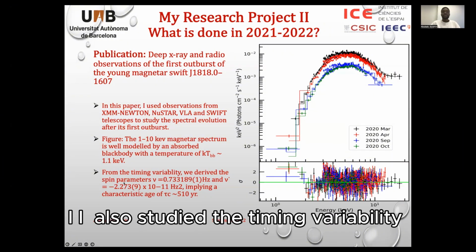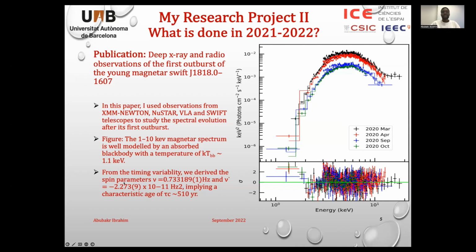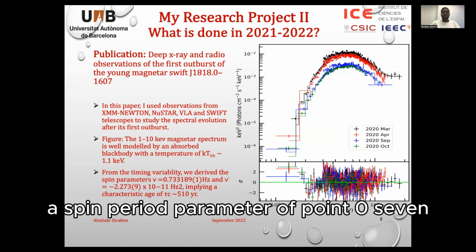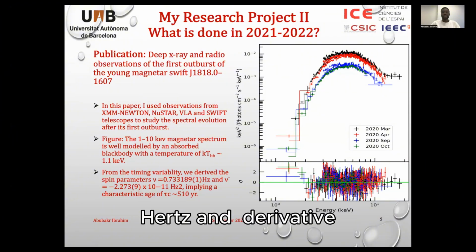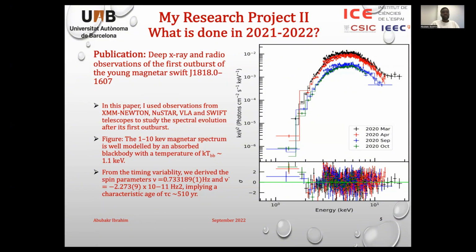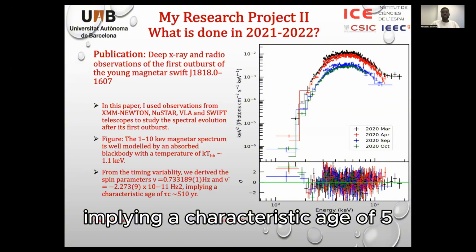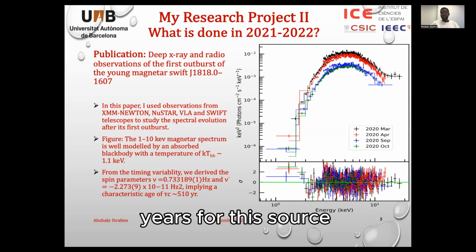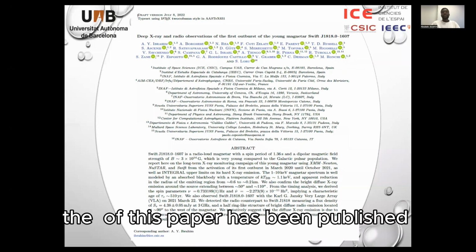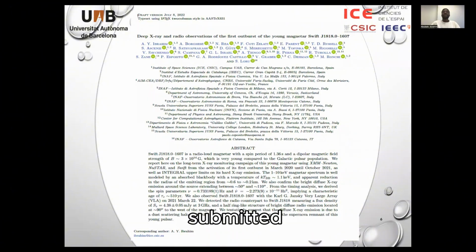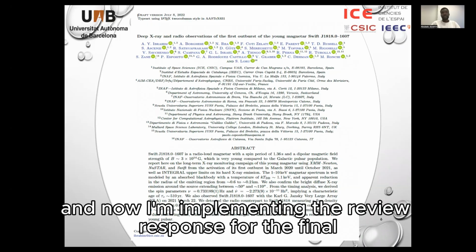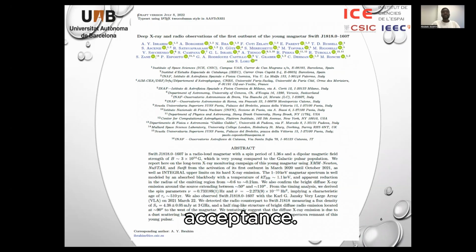I also studied the timing variability of this source, and we have derived a spin frequency of 0.07 Hertz and a derivative of the spin frequency of minus 2.27 multiplied by 10 to the minus 11 Hertz per second, implying a characteristic age of about 500 years for this source. The result of this paper has been submitted to the Astrophysical Journal, and now I'm implementing the referees' comments for the final acceptance.